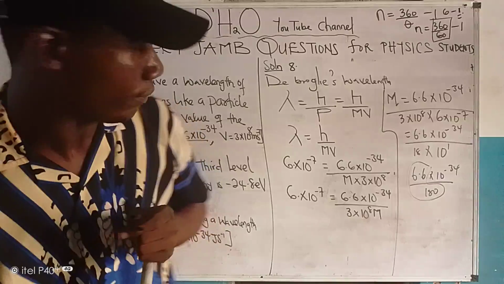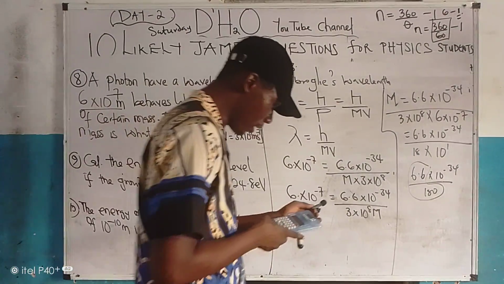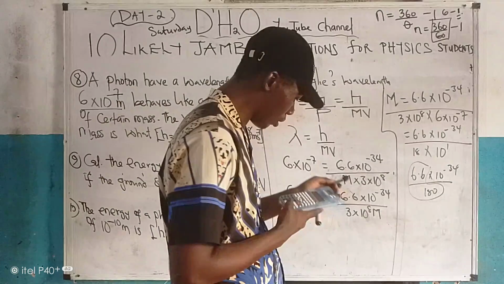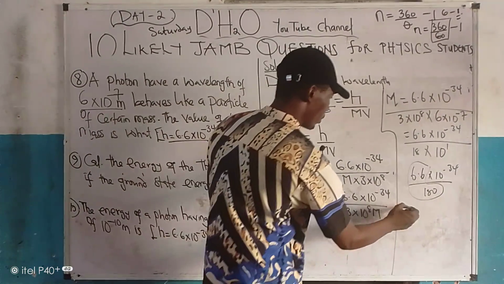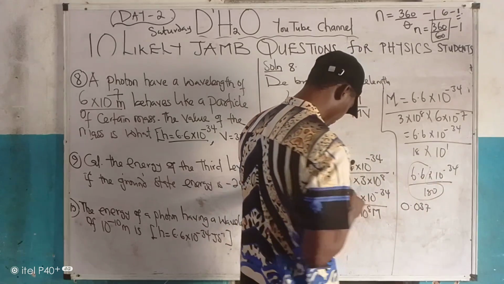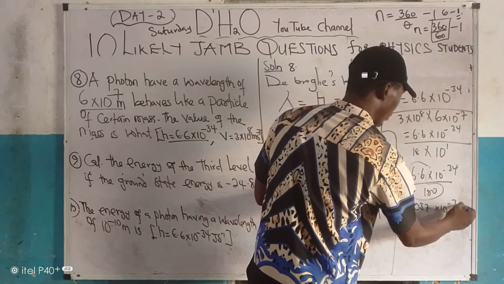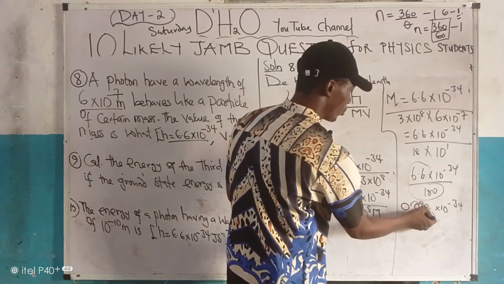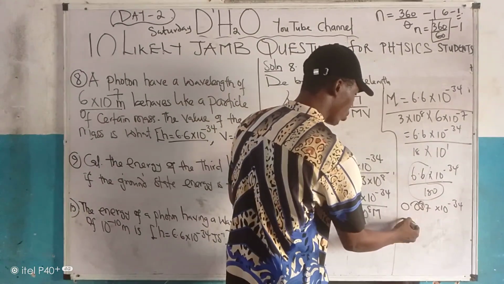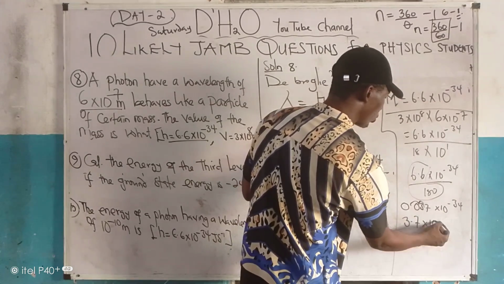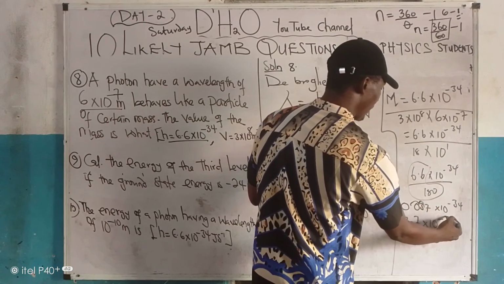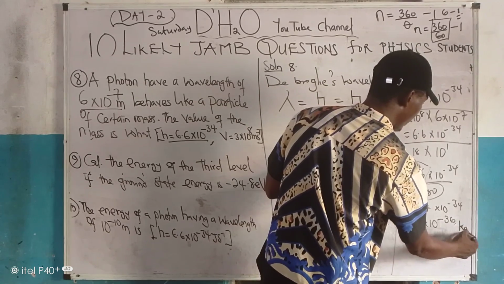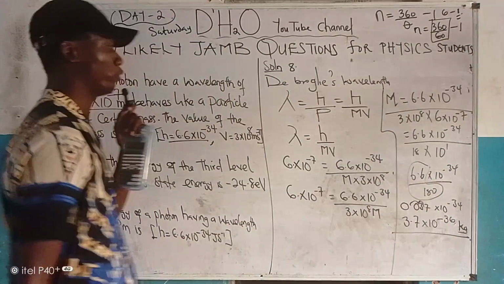Let's do that quickly. 6.6 divided by 180 will give us 0.037. So 0.037 times 10 raised to the power minus 34. Let's convert it to standard form properly. You have to move your point two places, so you have 3.7 times 10 raised to the power, and if you remove 2 from minus 34, you have minus 36. The unit is kilogram. This is the mass of the photon.